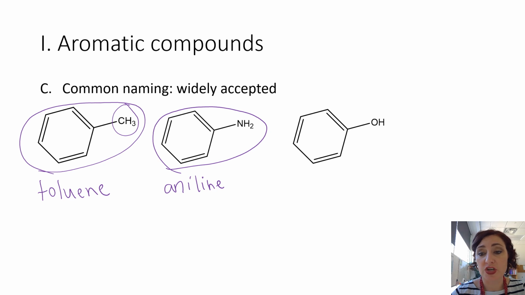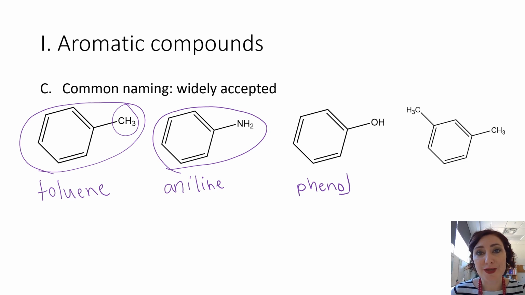The next one, if you see an OH coming off a benzene ring, we call this phenol. And we haven't learned this yet, but the -ol is a nod to the fact that it has a hydroxyl group and it belongs to the alcohol family, and we'll learn more about that in subsequent chapters. And the final one that you need to have memorized, the common name, has 2 methyl groups in a 1,3 position. We call this structure, the parent name is xylene. So these 4 you do have to commit to memory, make some flashcards and get them down, because they're going to come up a lot.